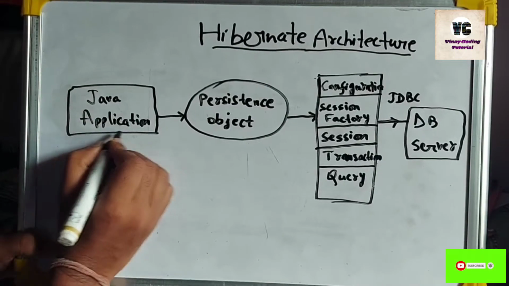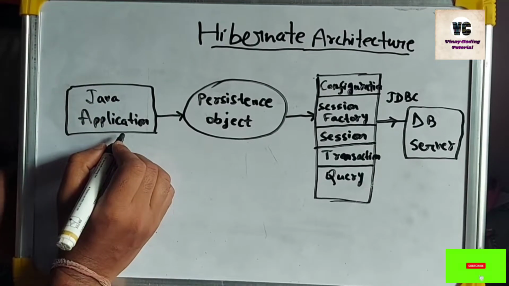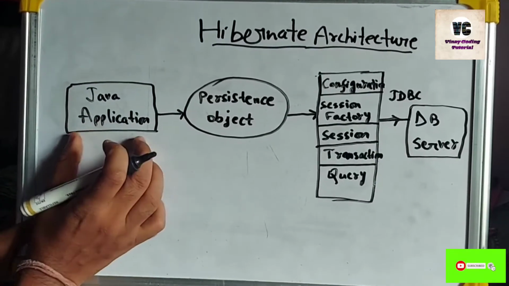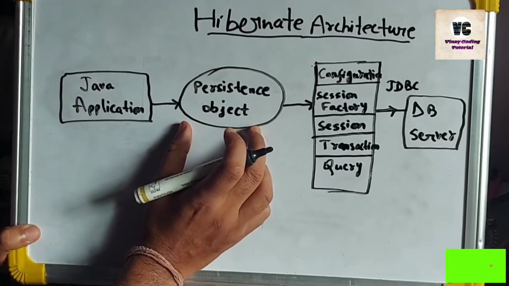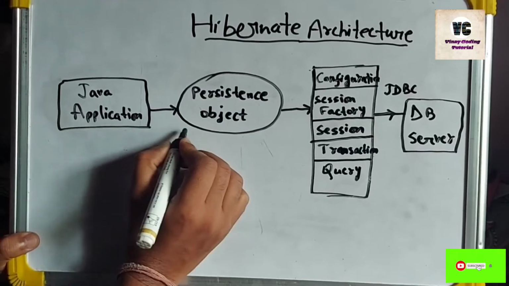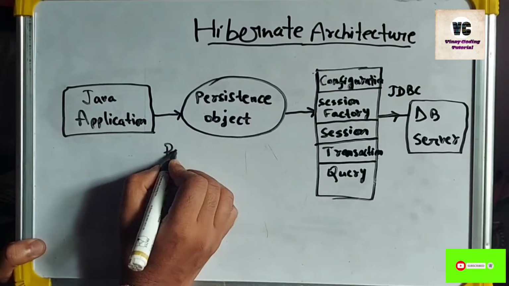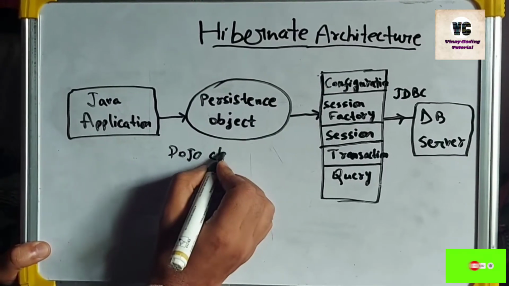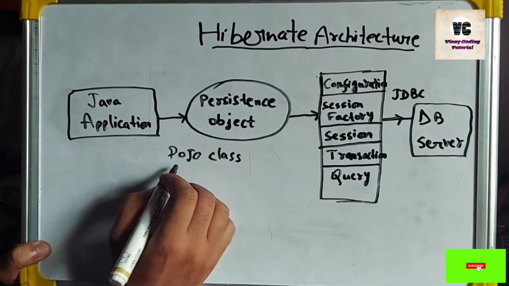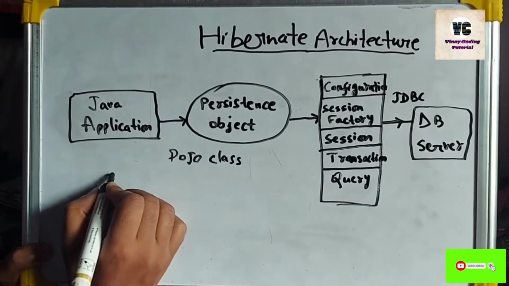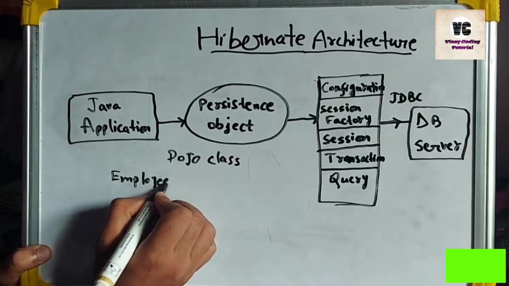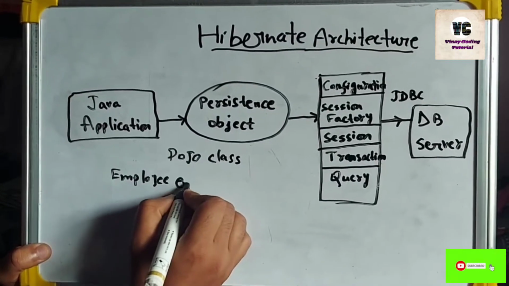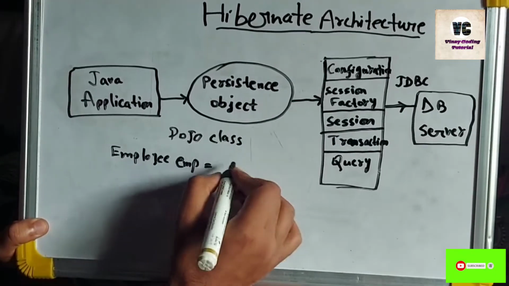You have a Java application, okay, and in your Java application there is a requirement that we have to store our POJO class, we have to store the persistence object in the database server, like we have to create the table using the Hibernate framework. Okay, so we don't have to manually create the table. Hibernate framework will do that for us.